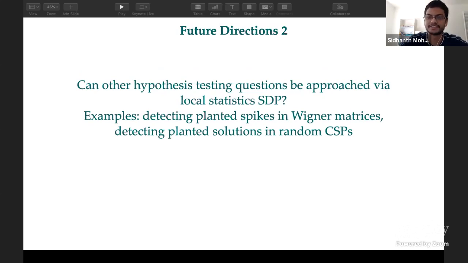Another direction is, we illustrated how to apply this SDP to the hypothesis testing question of community detection, but one could ask whether it could be applied to other natural questions, such as finding planted spikes in Wigner matrices or planted solutions in random constraint satisfaction problems.